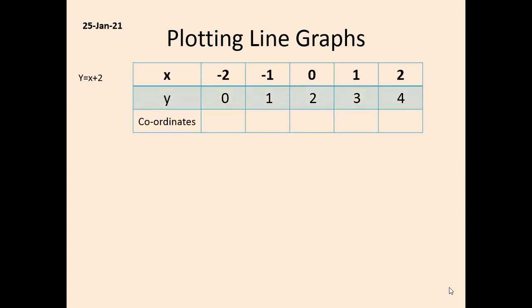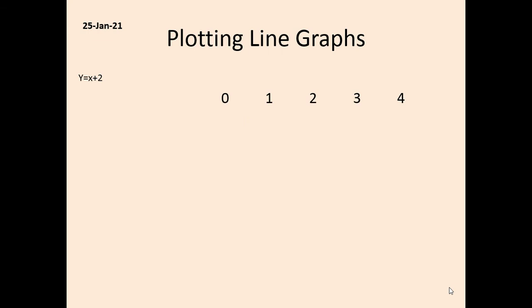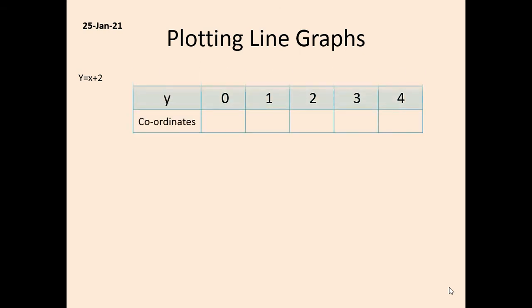If these are my values of x, to work out my y coordinates I would have to add 2. So if these are my x coordinates, -2, -1, 0, 1, 2, to work out the y coordinates, I'm going to add 2 to each x coordinate to work out its corresponding y coordinate. So the first one, x is -2, but my formula says to work out y, you have to do x plus 2. So -2 plus 2 gives me 0.